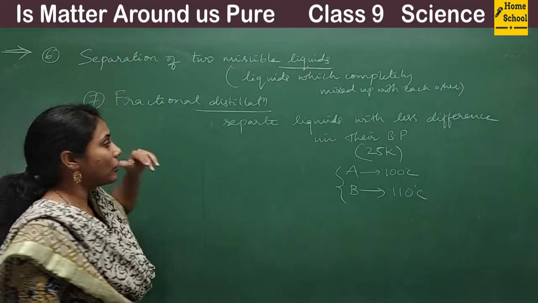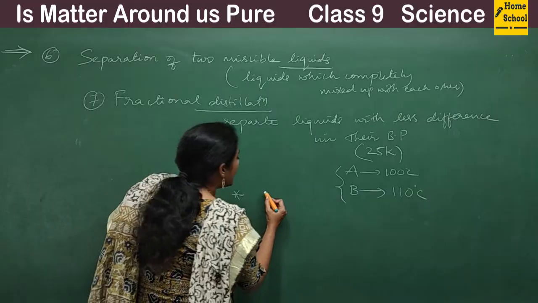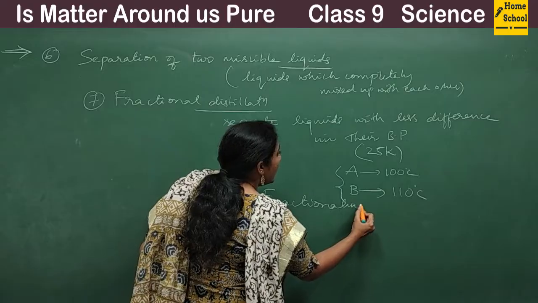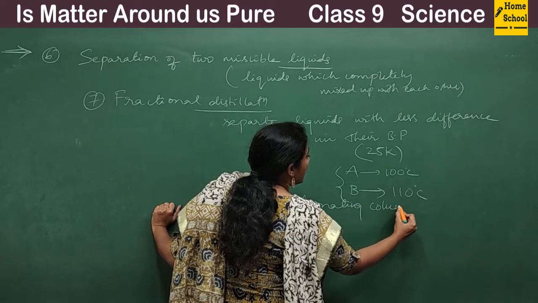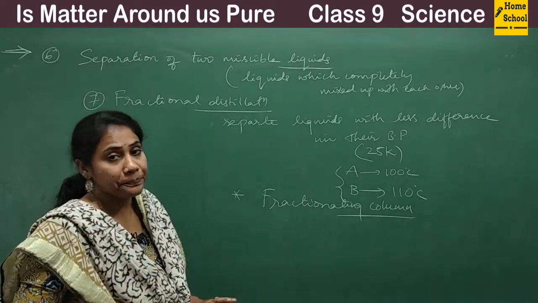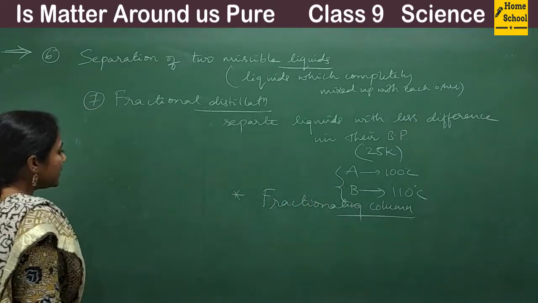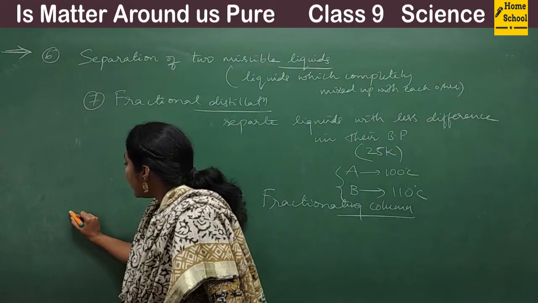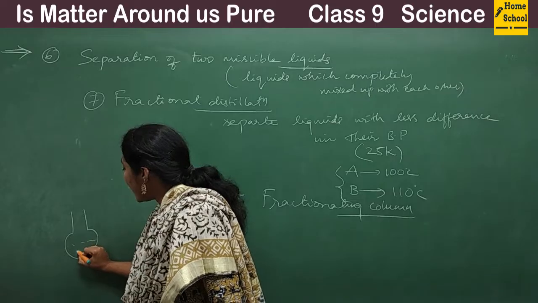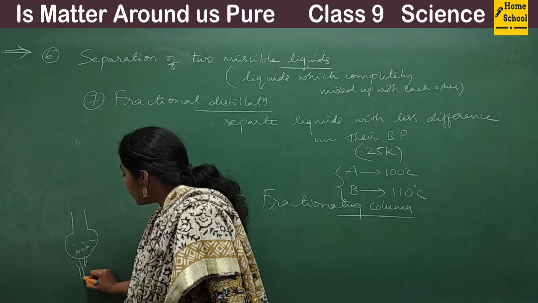Fractional distillation. In fractional distillation, we use a very special instrument called a fractionating column. Using this we can separate different liquids which have a very small boiling point difference. So just try to observe the figure here. Just like simple distillation, we will take a round bottom flask where we have a mixture of A and B. We will heat it with a Bunsen burner.